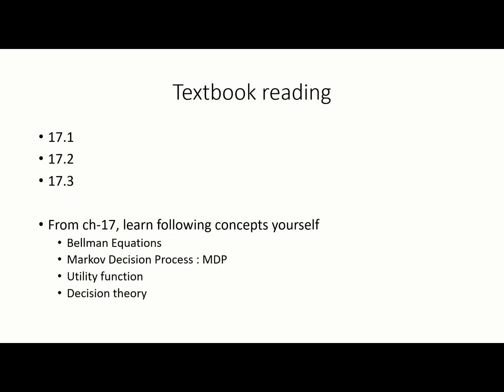The textbook reading material includes sections 17.1, 17.2, and 17.3. And there are certain terms that we haven't really touched upon and discussed in detail, such as the Bellman equations, the Markov decision process, utility function, and decision theory. So you're expected to learn about these terms and concepts by yourself. Obviously, chapter 17 will be helpful, but you can also take help from elsewhere in the textbook. Perhaps you can look at the chapter on decision theory as well.